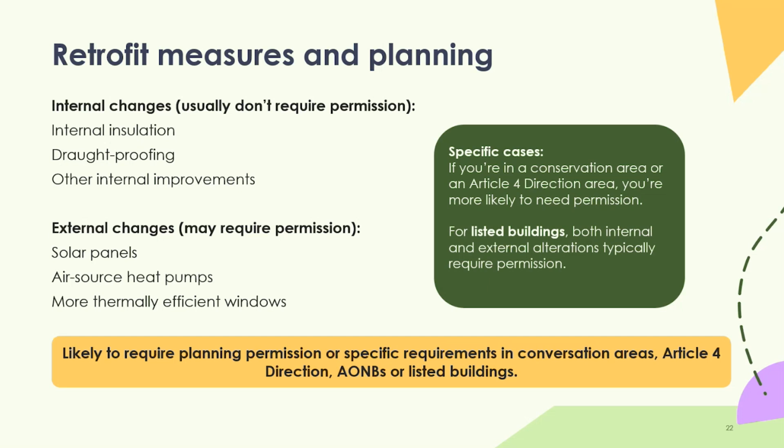External changes probably will require planning in most instances. Again, it really depends on the property, the location, and the local authority. In the main, solar panels should not be an issue, but I also know places where they are not allowed on the roof facing the road. If you've got the south facing or east west facing roof at the back and it's your garden, fantastic, you can get a solar system put on your house.